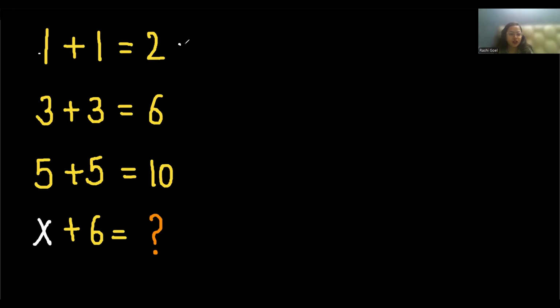So now take a good look. 1 plus 1 is 2, that's correct. 3 plus 3 is 6. 5 plus 5 is 10. Then x plus 6 is what? So first we have to find the value of x and then we have to add it to 6.